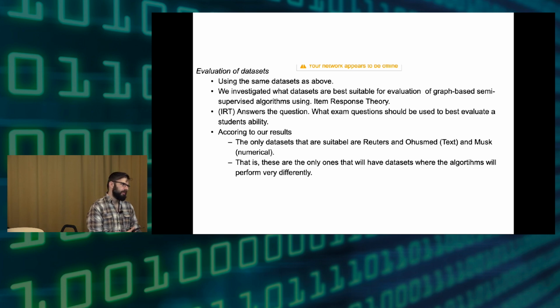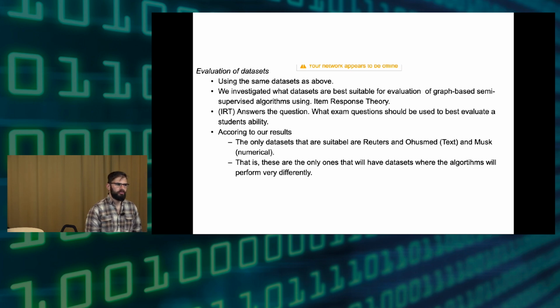The easiest example where you use this is that suppose that you are a teacher constructing an exam for students, and you want to evaluate the performance of the students. So how do you construct this exam? What questions are the best ones to put in the exam in order to evaluate the students the best? So basically we did the same, but we did the same with the data sets. So what data sets are best for evaluating?